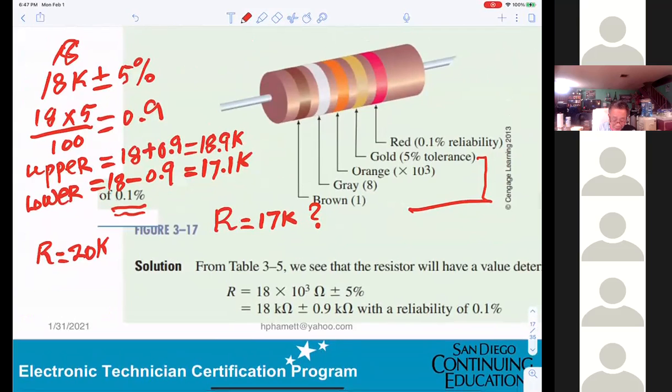Okay. Now make sure the 0 is right here, right? You can get 18 here, and you can get 17.1 here. So 17 right here is not okay. Not okay. Right. Thank you.